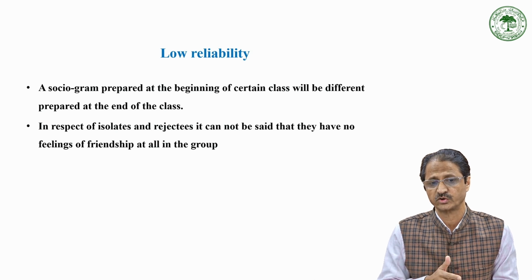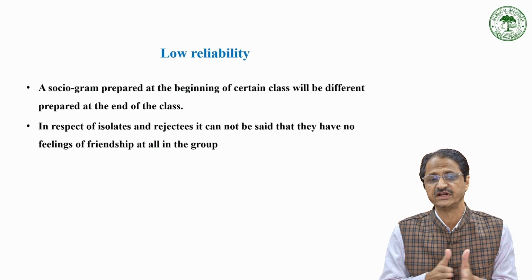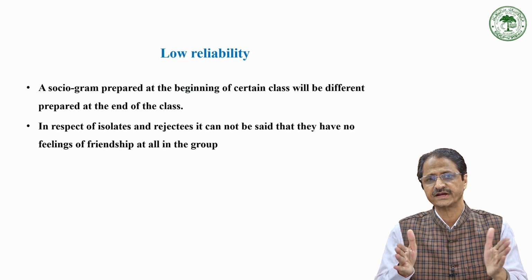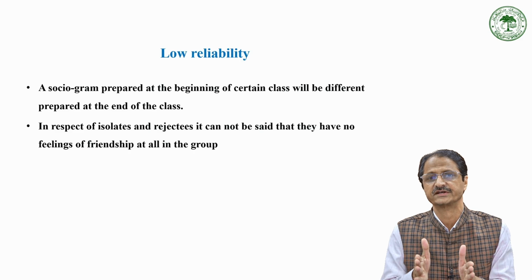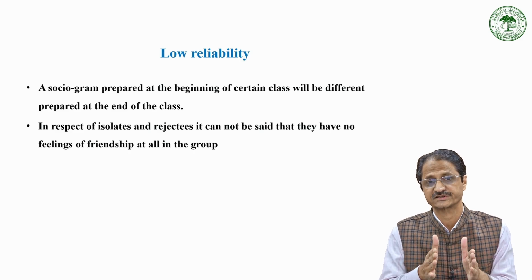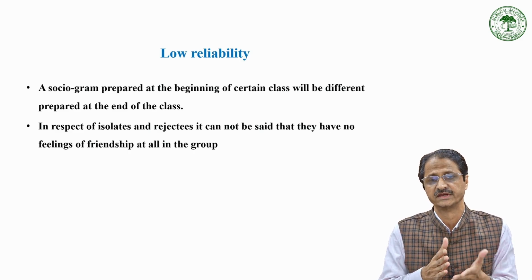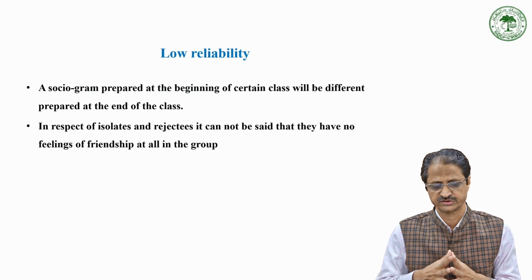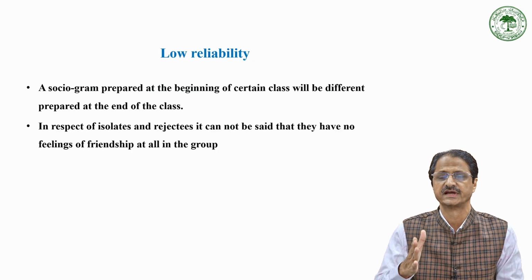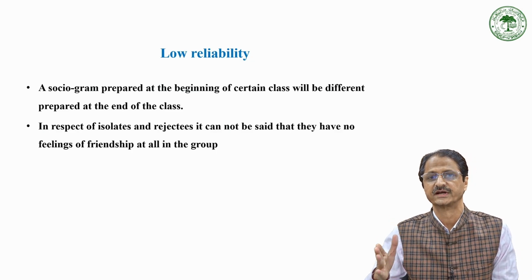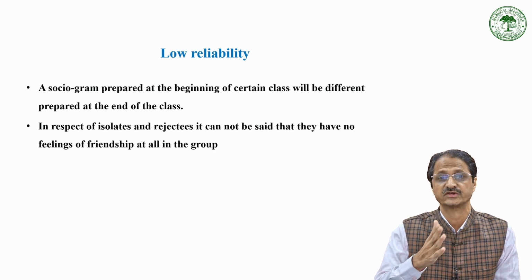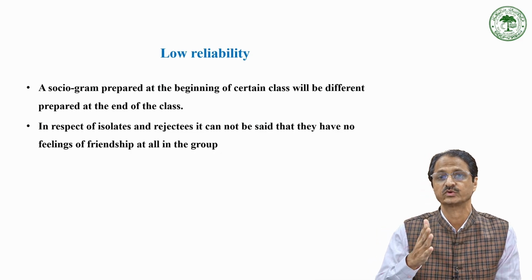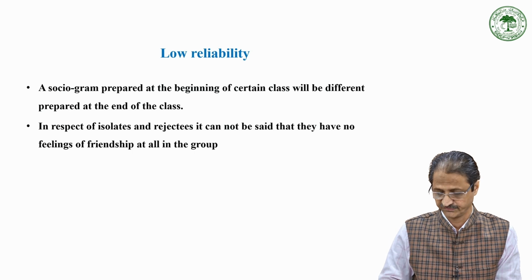So in respect of isolates and rejectees, it cannot be said that they have no feelings of friendship at all. We are rejecting them considering that they do not have friendship feelings. It is wrong to expect that. They are also social beings. Every individual is a social being, and he or she has to engage cooperatively in the classroom. If someone is not cooperating, it means there is something wrong, and we need to take cognizance of that and find out the reasons.